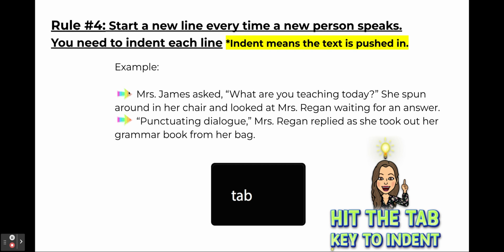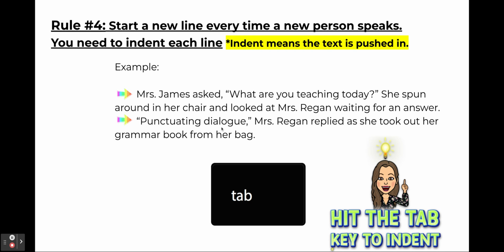So here's an example. I indented, Mrs. James asked, "What are you teaching today?" She spun around in her chair and looked at Mrs. Regan, waiting for an answer. Now Mrs. Regan's going to say something. So you would indent my turn to talk by hitting the tab key one time.